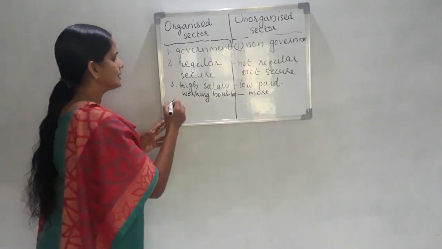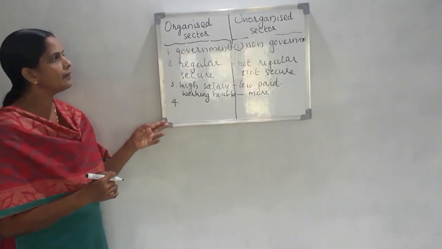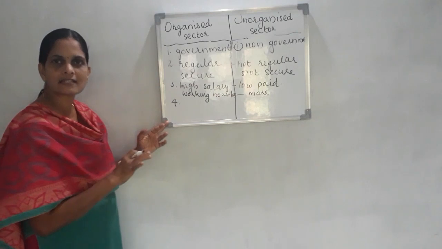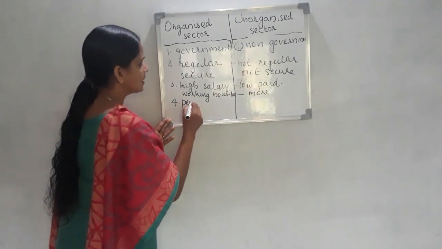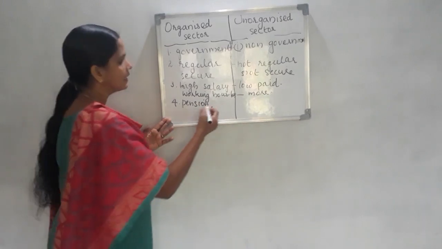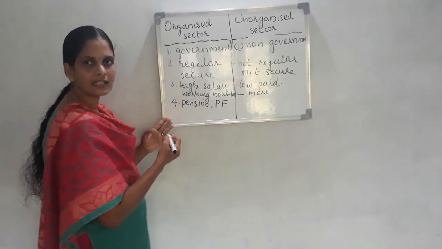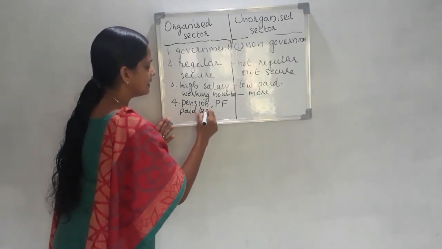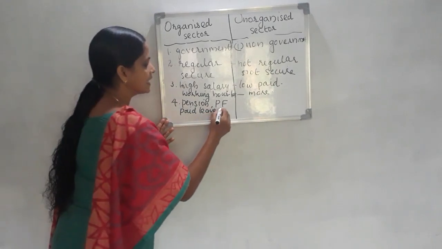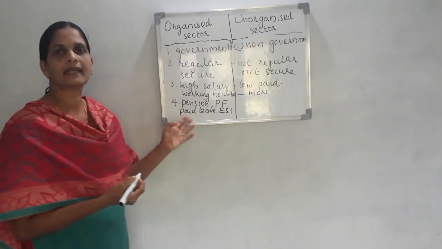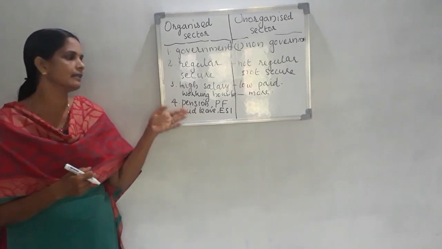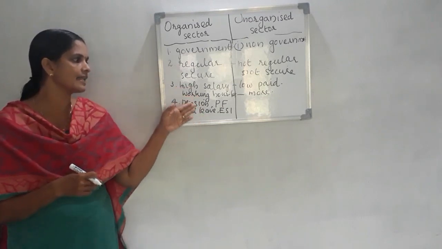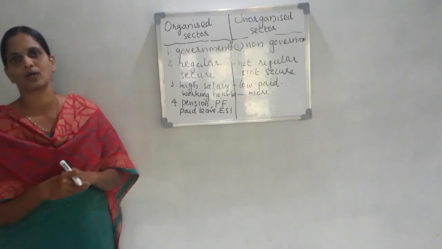And the next important point: besides salaries, the people working in the governmental sector or organized sector get many other facilities and allowances. Suppose they get pension after retirement. They get PF facility, that means Provident Fund facilities. They get paid leave, Sundays, holidays. They get ESI and medical benefits. They get vacation salaries. They get leave due to sickness and all. That means besides salaries, they get many other allowances in the organized sector.